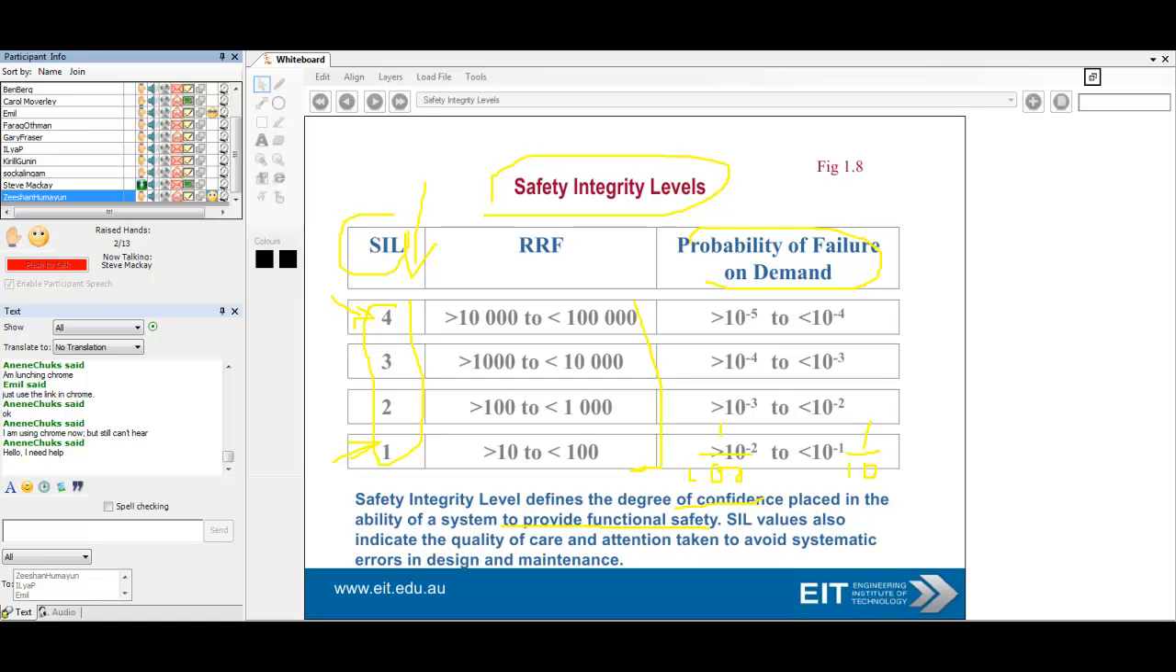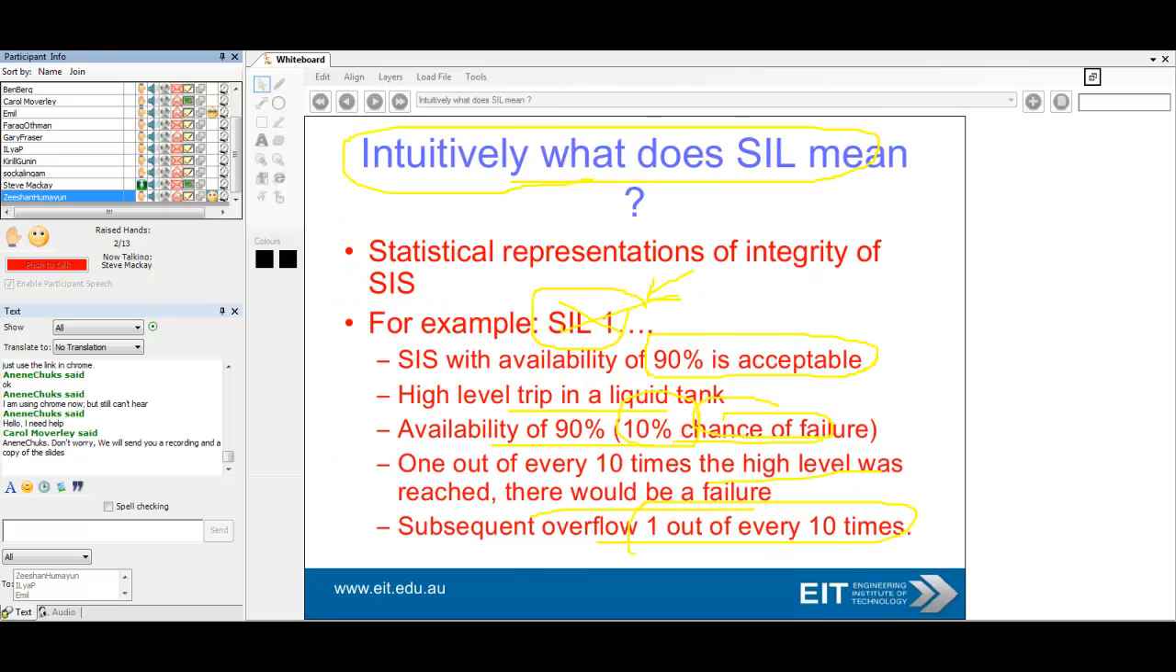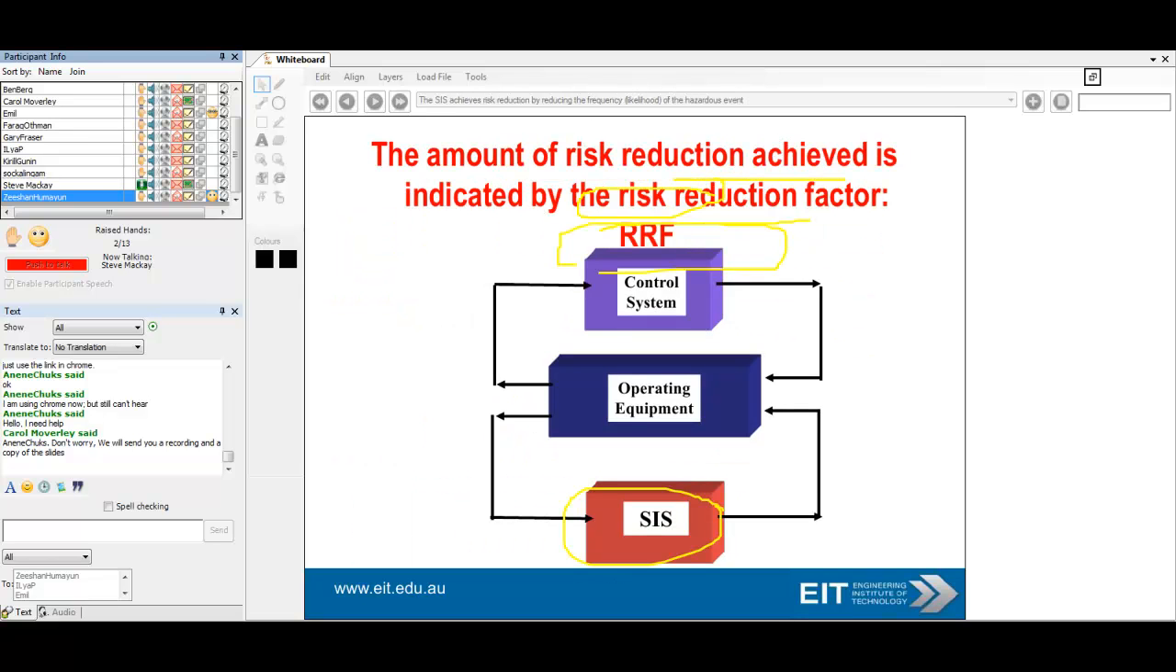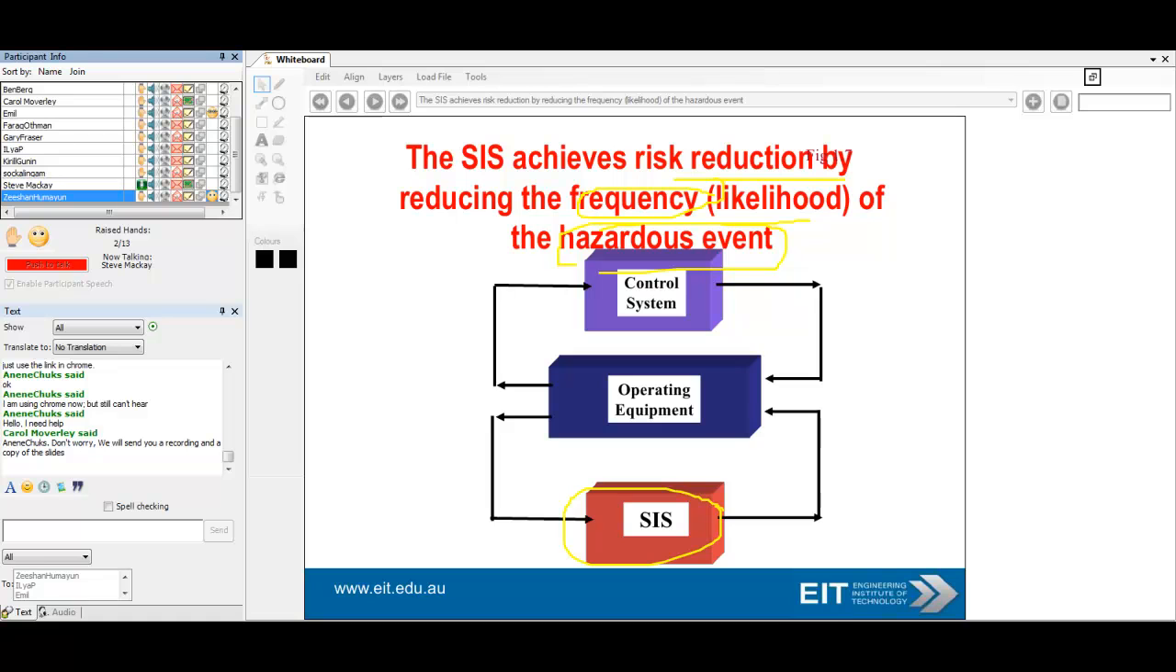So that's intuitively what SIL means. So very important with all this that you do look at your risk reduction factor. And as I said, the safety integrity system achieves a risk reduction by reducing the frequency of the hazardous event. So we try and reduce the probability that it will occur. So that's really important. And it is isolated from your control system. Very important to pick that up.